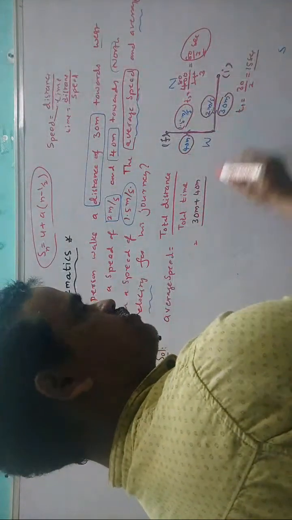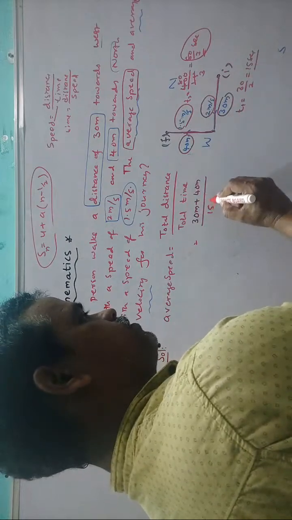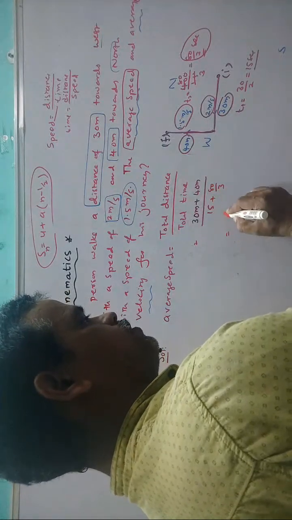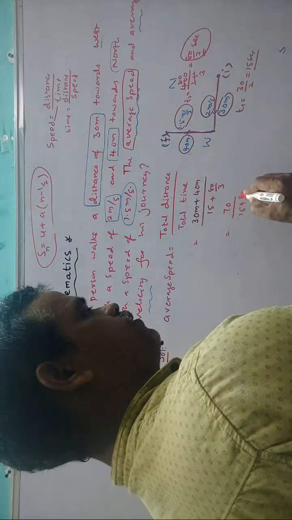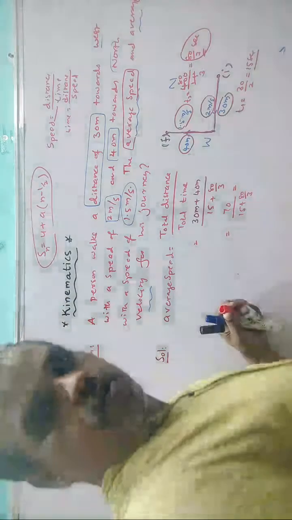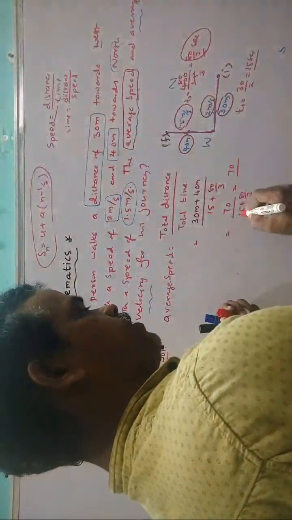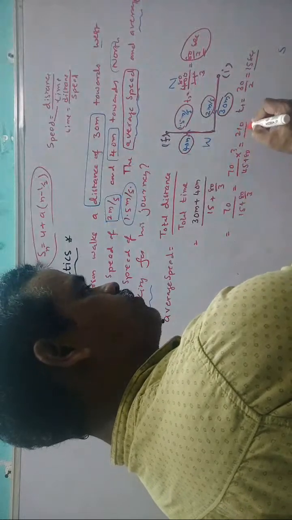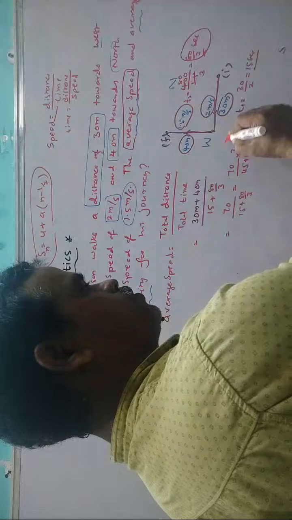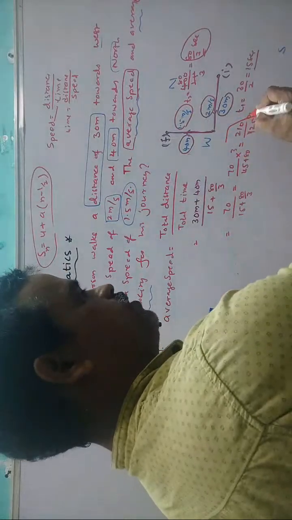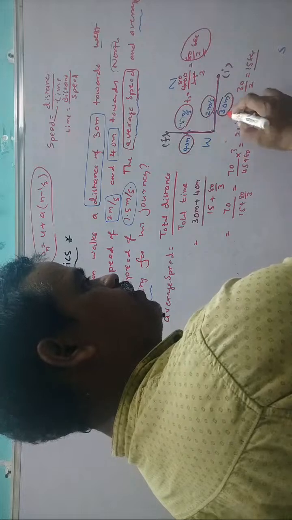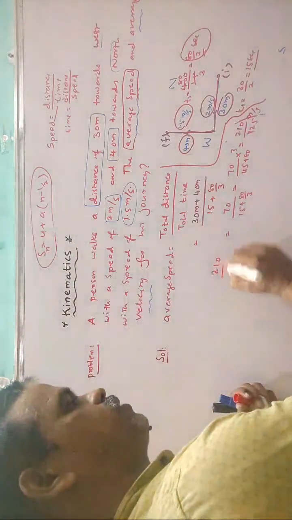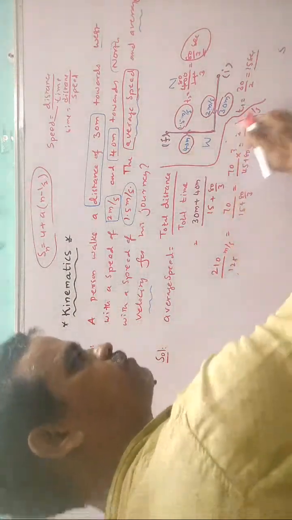So for 30 meter, how much time? T1 plus T2. T1 equal 15 seconds plus 80 by 3 seconds. 70 by 15 plus 80 by 3. So you will get 70 by 3 fives are 45 plus 80 into 3. 210 by 125. So this is the average speed, meter per second. I am not going into decimals. So here 210 by 125 meter per second.